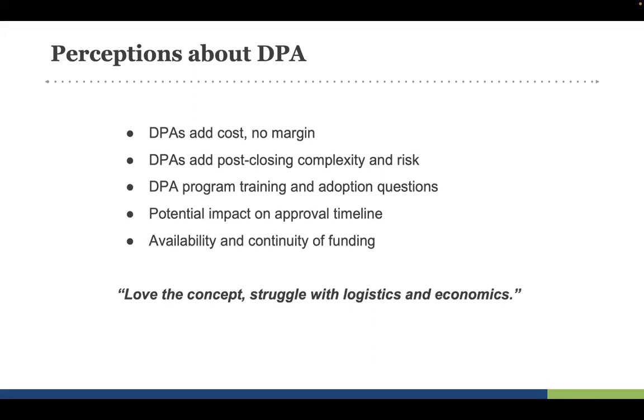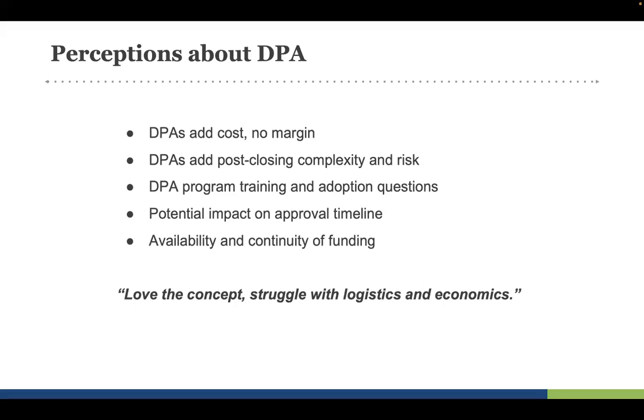Now, let's get into perceptions about down payment assistance. We hear a lot that, and this may come from lenders, right? They add costs, there's no margin, they add post-closing complexity and risk. There are concerns about training and adoption issues among real estate agents and loan officers. Are they going to be sufficiently trained? Are they going to adopt these programs? There are concerns about the impact on approval timelines and closing timelines. And in fact, we're going to very directly address that in a few minutes.